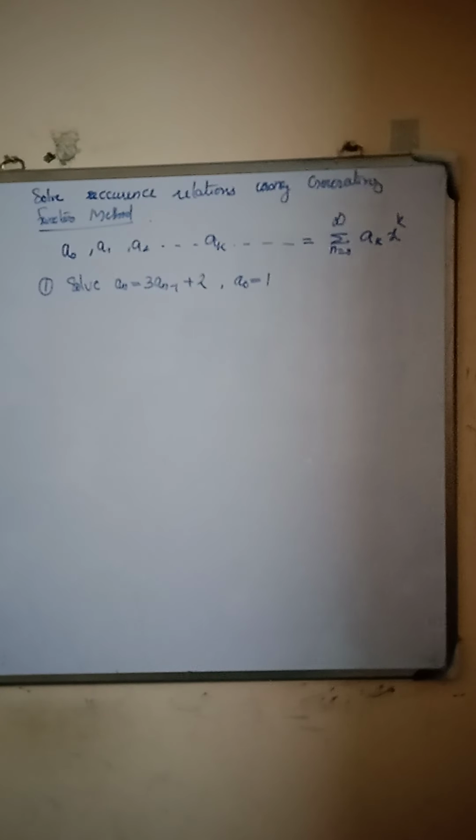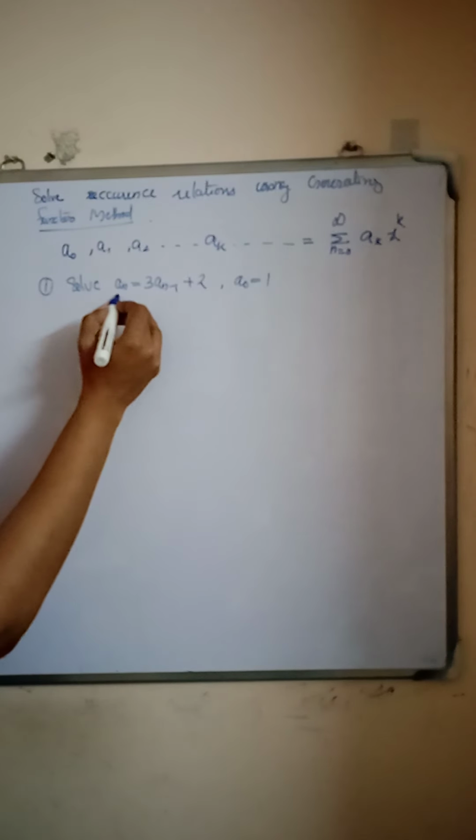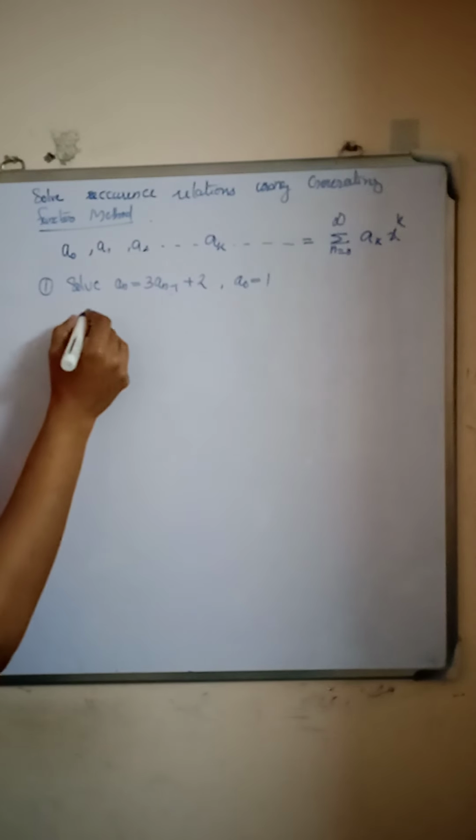Now we discuss how to solve a recurrence relation using the generating function method. We know that the generating function of the sequence a0, a1, a2, etc. is g of x equal to sigma k is equal to 0 to infinity ak x raised to k. Now solve an is equal to 3an minus 1 plus 2. Here the order of this recurrence relation is 1.